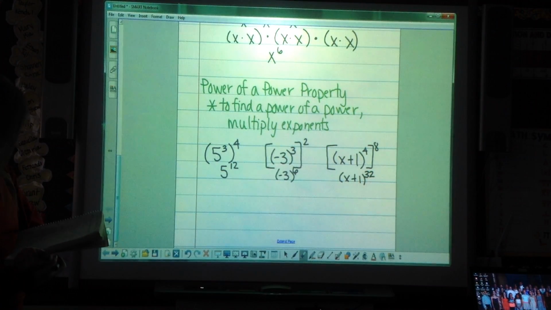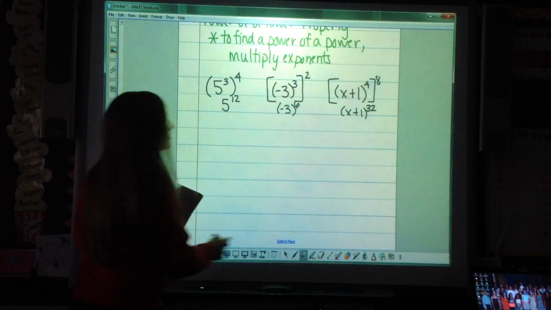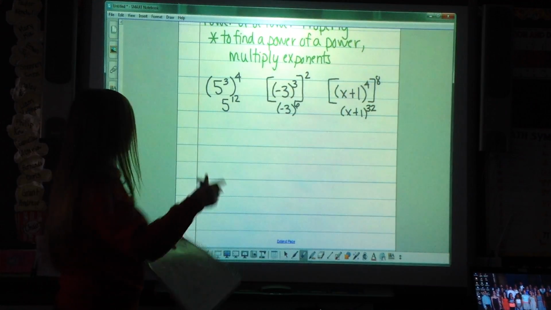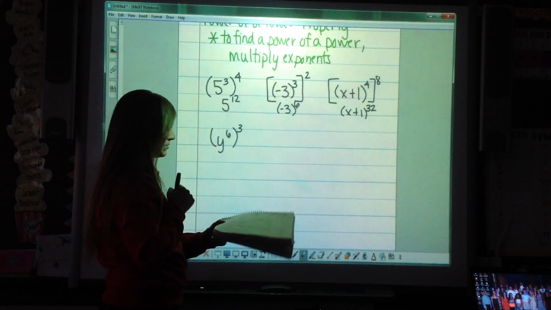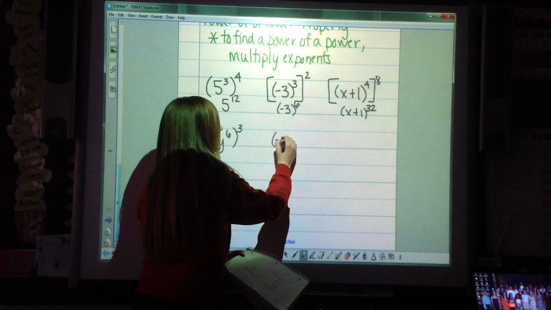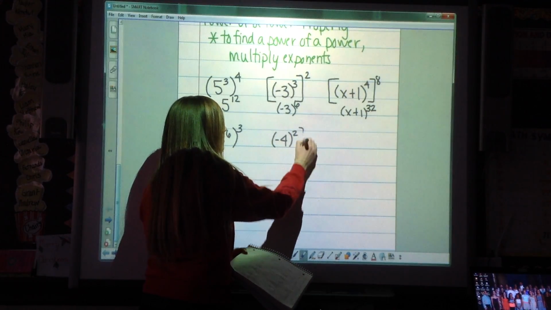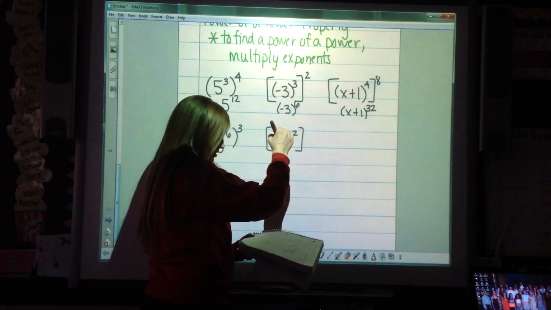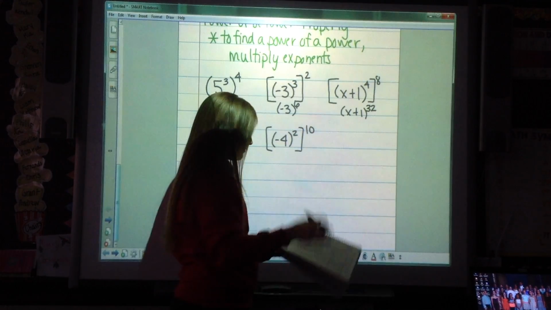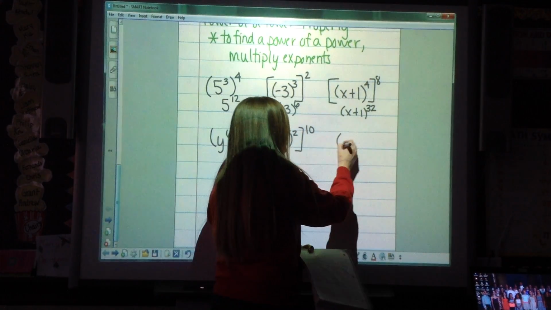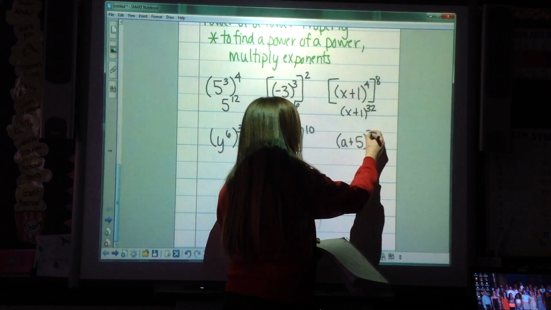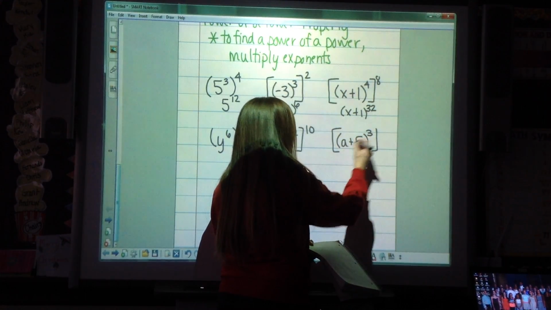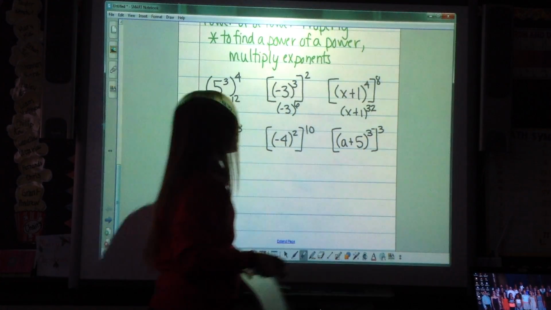Okay, I want you to try 3 of these. Try y to the 6th, cubed, negative 4 squared to the 10th power, and then a plus 5 cubed. That whole thing is cubed as well.